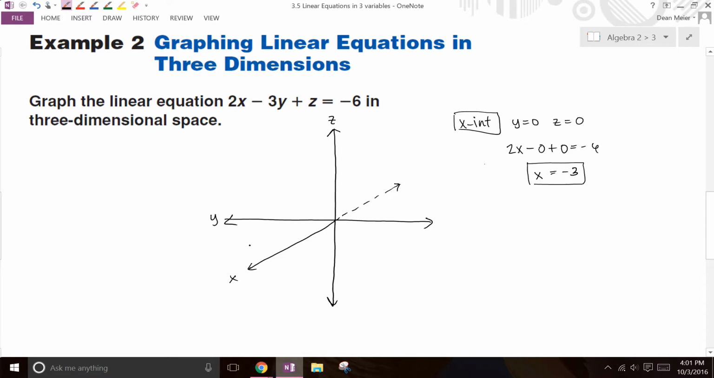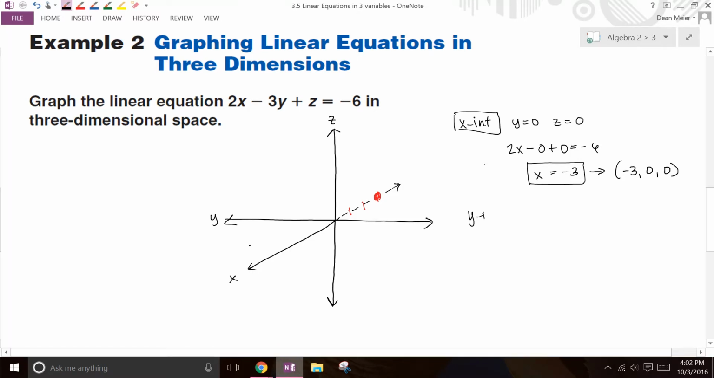And so that is what we call the x-intercept. Now, the correct way to write that is negative 3, comma 0, comma 0. In other words, x is negative 3, y is 0, z is 0. So where am I going to plot that point? I'm going to go back 1, 2, 3 on the x-axis, put a big old dot, and there is your x-intercept.